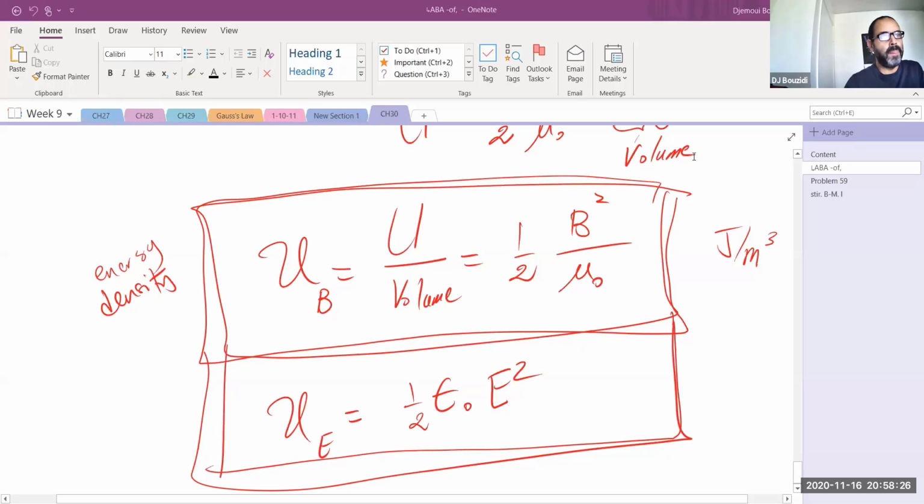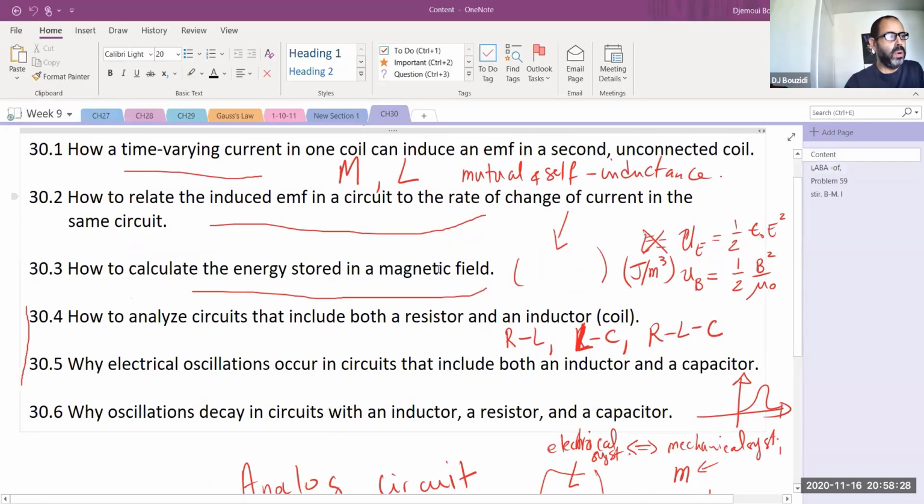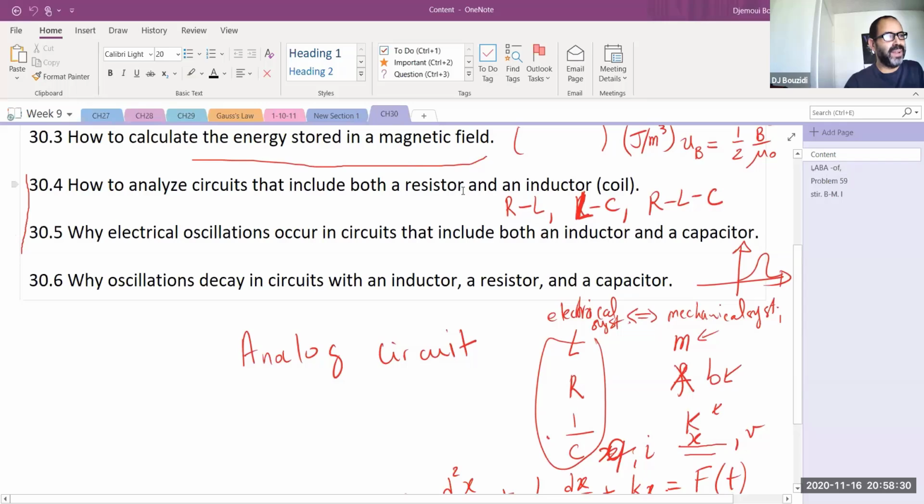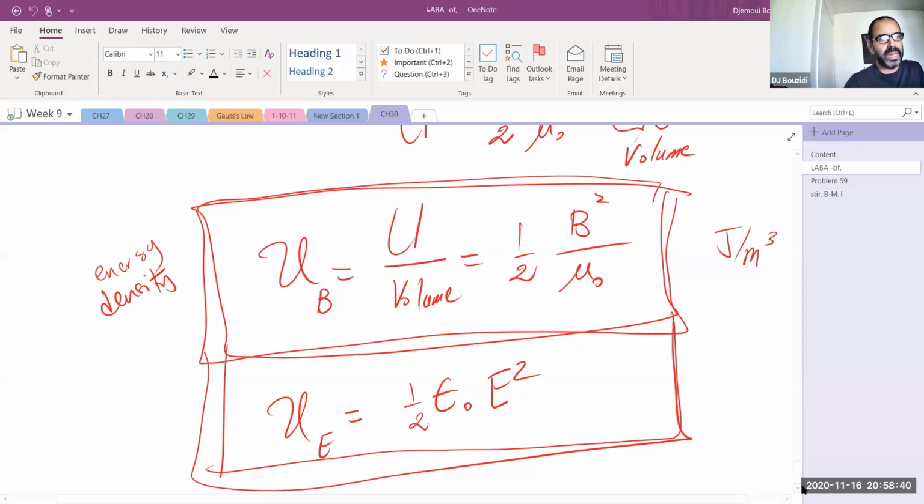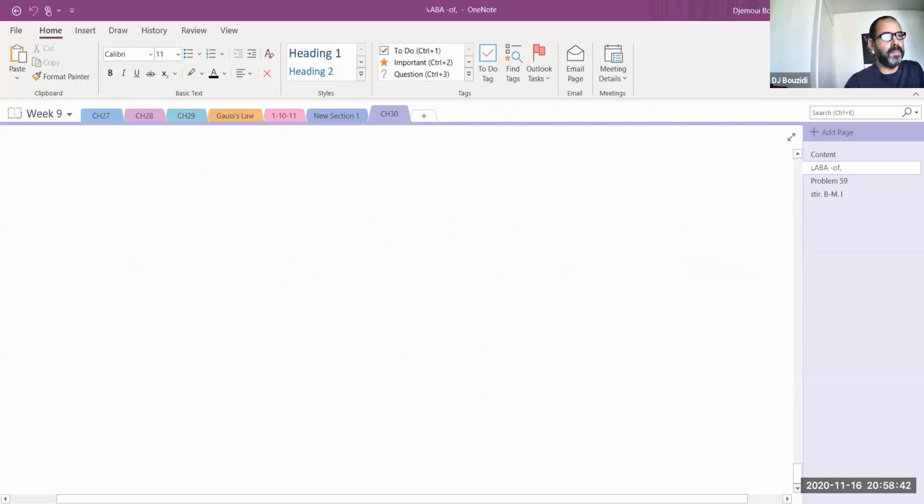So let's see where we stand right now. We are interested in what happens if I combine a resistor R and an inductor. First of all, I need to mention from the get-go that if I'm using circuits and I have an inductor in a circuit, this is how the inductor would look like.